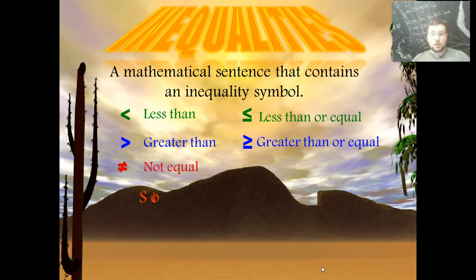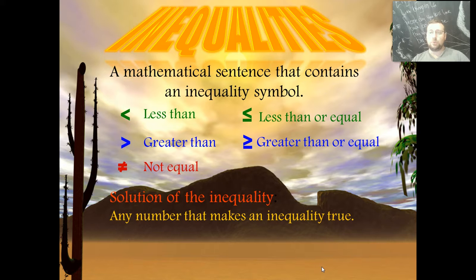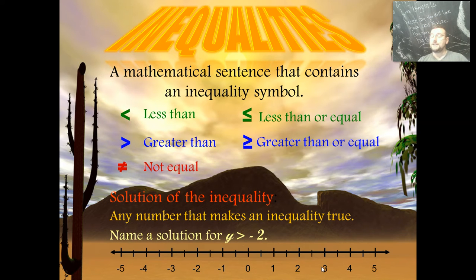And solutions for inequalities are any number that makes the inequality statement true. So, for example, if you have an inequality that says y is bigger than negative 2, what number could be a solution? Well, any number larger than negative 2. So all you have to do is find negative 2 in the number line and think of any number that's bigger than that. Well, those will be the numbers to the right of it.